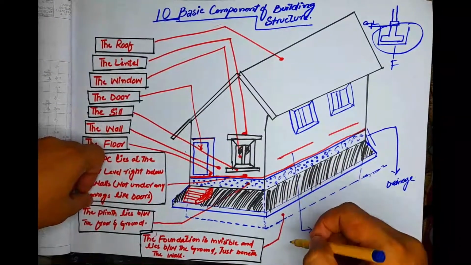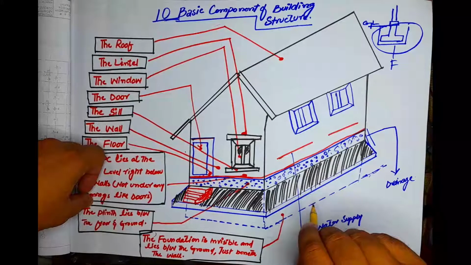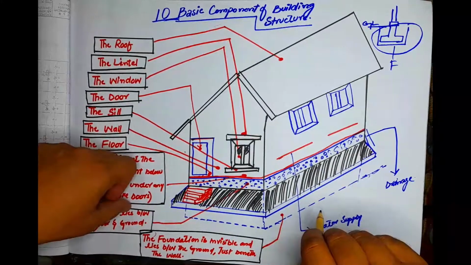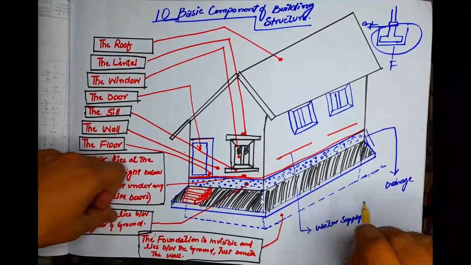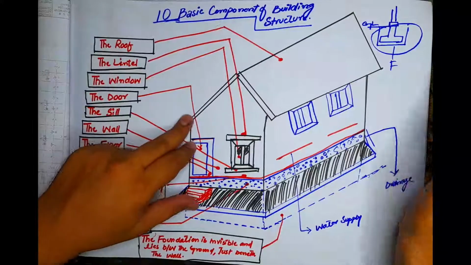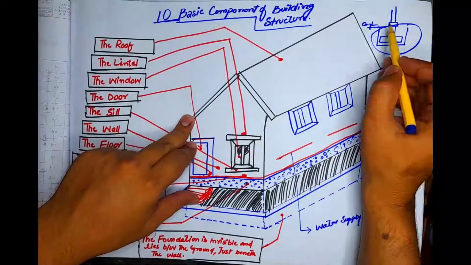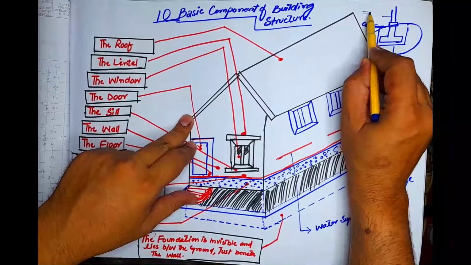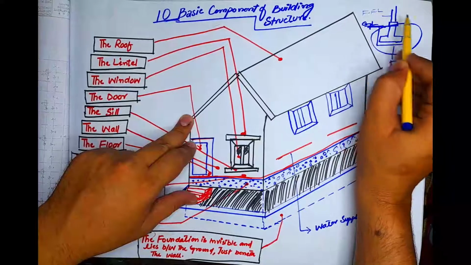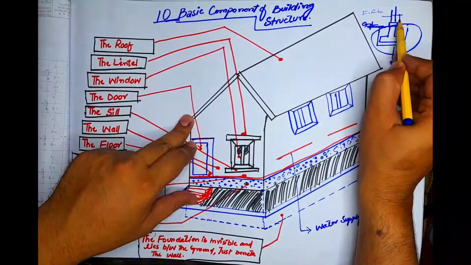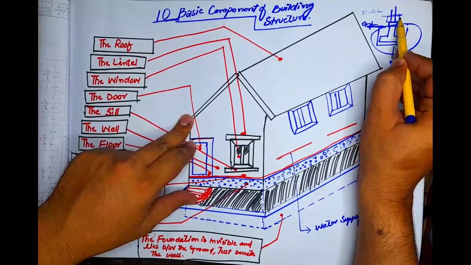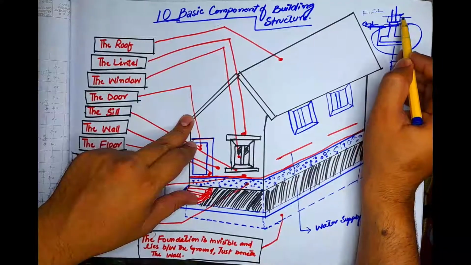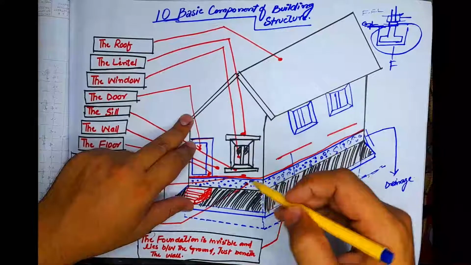The second one is the plinth of the building. The plinth lies between the floor and ground. This is the ground level and this one is the finish floor level. The area between the finish floor level and ground level is called plinth.